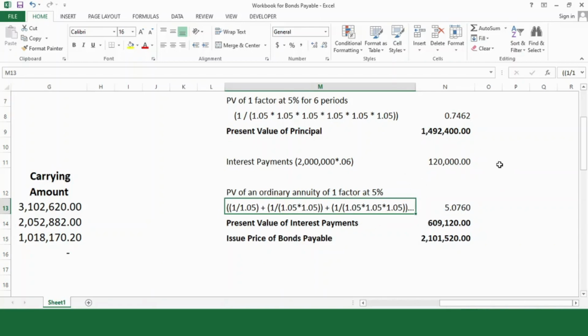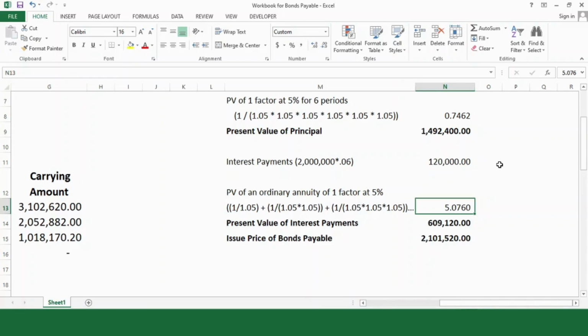I-sum up mo iyon, makukuha mo ang present value of ordinary annuity na 5.076. Okay. Now, doon sa mga financial calculator, 1 divide mo sa 1.05, equal sign. So, first period iyan. Second, pindutin mo ulit hanggang 6 na beses, 3, 4, 5, 6. Then, pindutin mo ang GT diyan. Grand total.